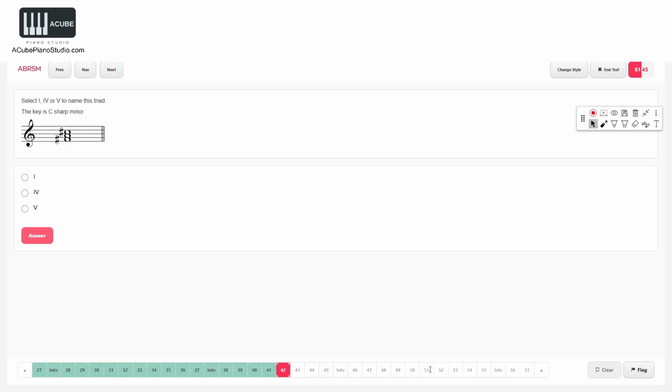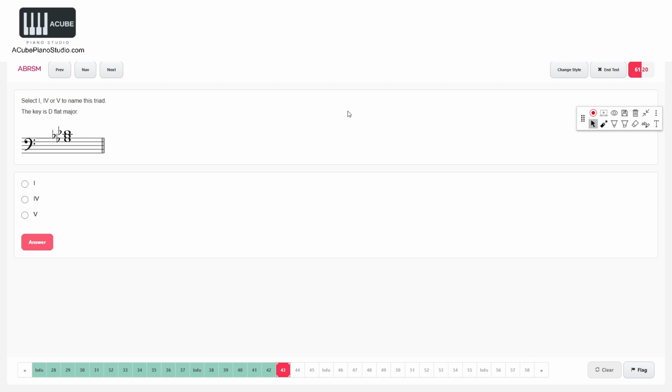Okay, next. The key is C sharp minor. Select 1, 4, or 5 to name this triad. The key is C sharp minor. Okay, so the first thing you do is just count from C to the lowest note, right? This is F sharp, right? C, D, E, F is 4th. So therefore, it's the 4th chord.